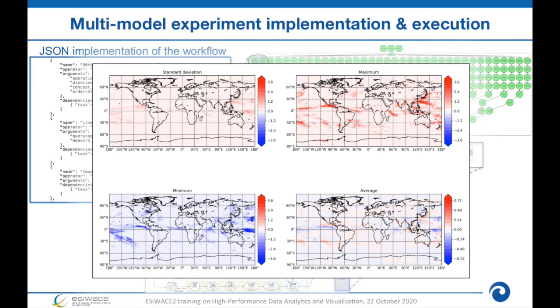After this is completed, the output is a set of maps, for example, which are produced based on the NetCDF files with different statistical analysis. This is done with the CartoPy Python library. So now I'll just switch to the video. Just to show you how this actually works, it doesn't take a long time to run this on 18 models.